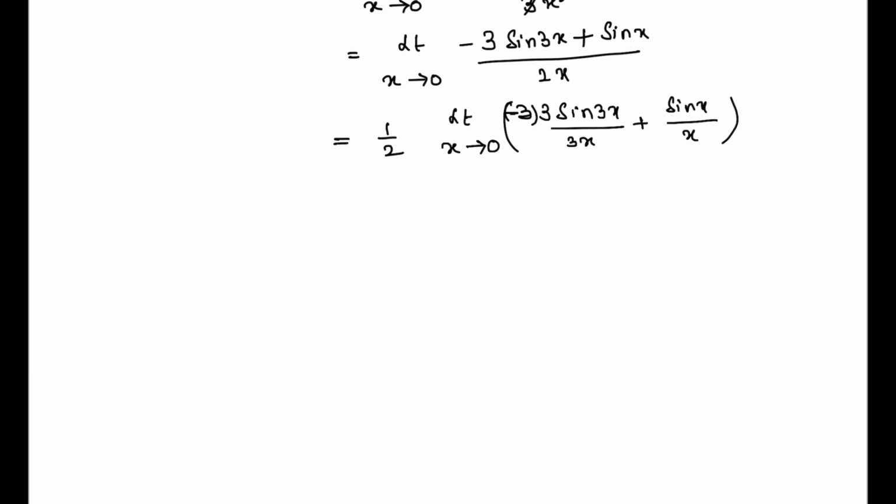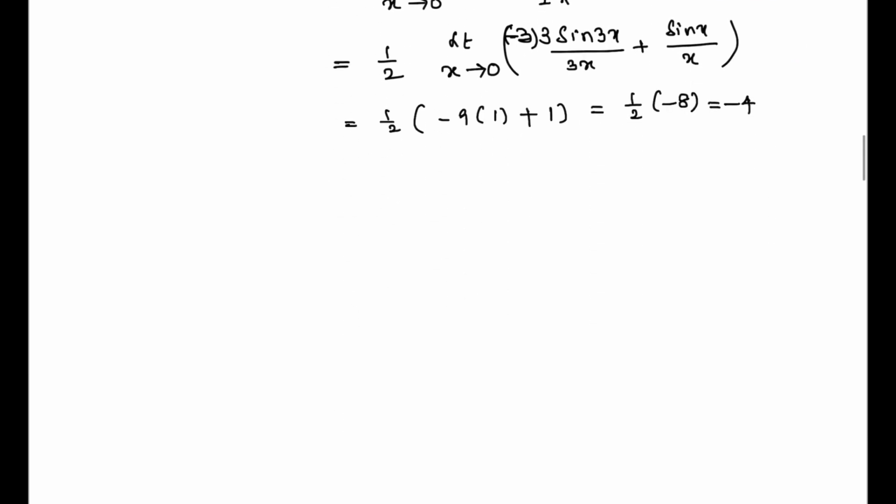Limit theta tends to 0, sin theta by theta is equal to 1. So this is in the form of limit theta tends to 0 sin theta by theta. So half of minus 3 into 3, minus 9, sin 3x by 3x is 1, plus sin x by x is 1. So which is half of minus 8, which is equal to minus 4.